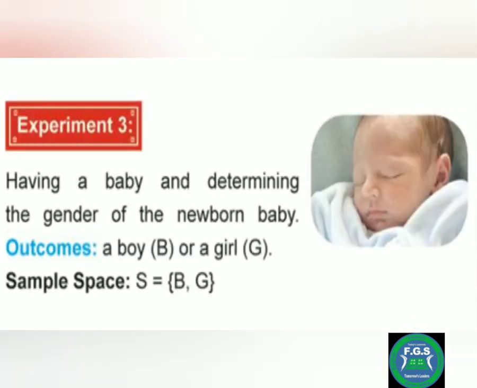Experiment 3. Having a baby and determining the gender of the newborn baby. The outcomes will be a boy or a girl. For a new baby we want to know the gender; it will be either a boy or a girl. Boy can be abbreviated B and girl G. The sample space here is B or G.